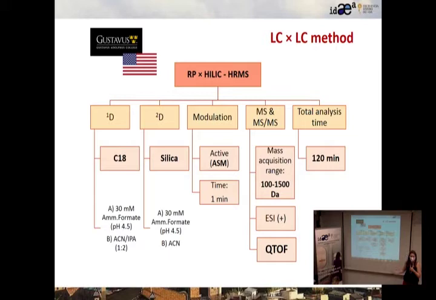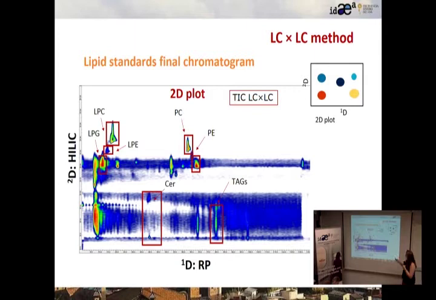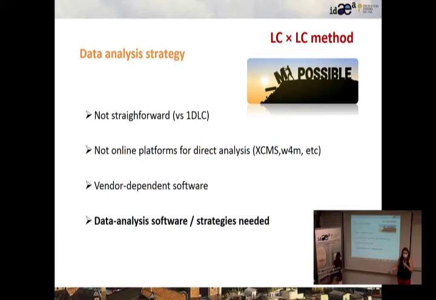So this is my final chromatogram from my lipid standards, and as you can see, the different lipid families are distributed in the 2D space. But once I had collected my data, I needed to treat them, and it was not straightforward at all as compared with 1D LC, because these datasets were huge and complex.